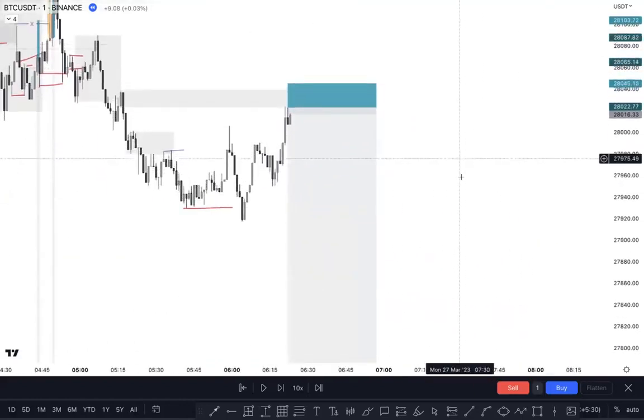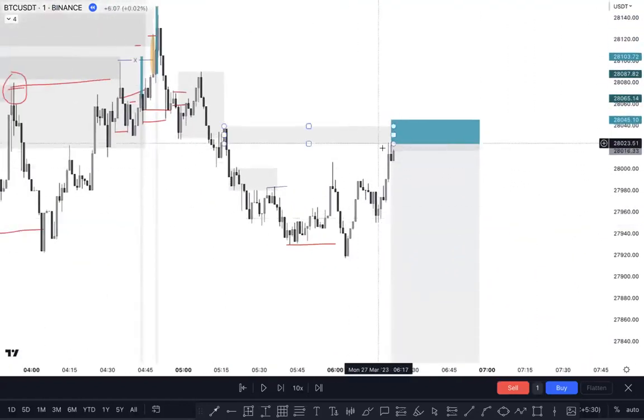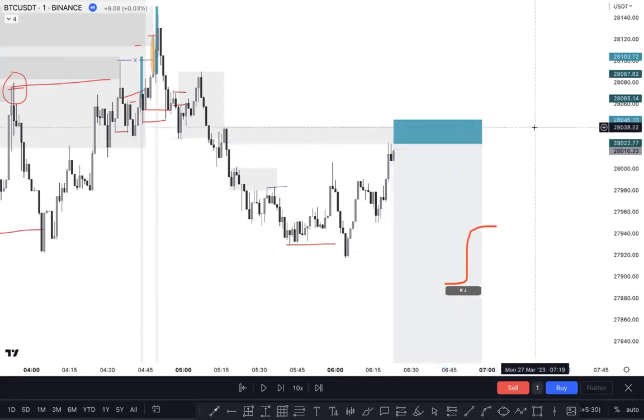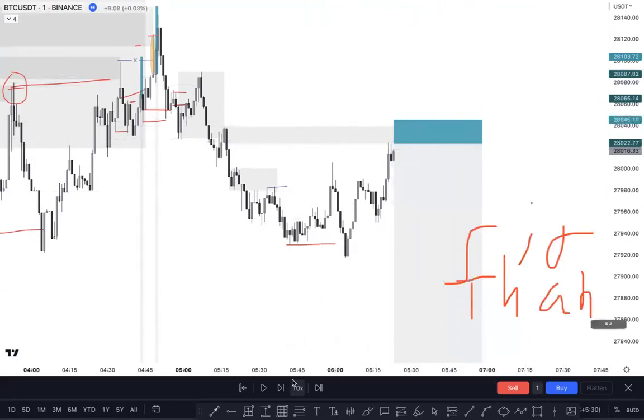Okay, and the market is giving a reaction here, but there is no other single candle and the sweep entry is still here, so you have to wait for it.